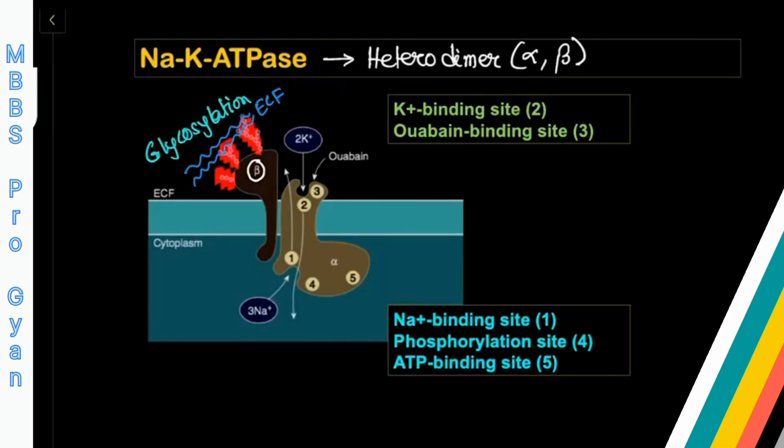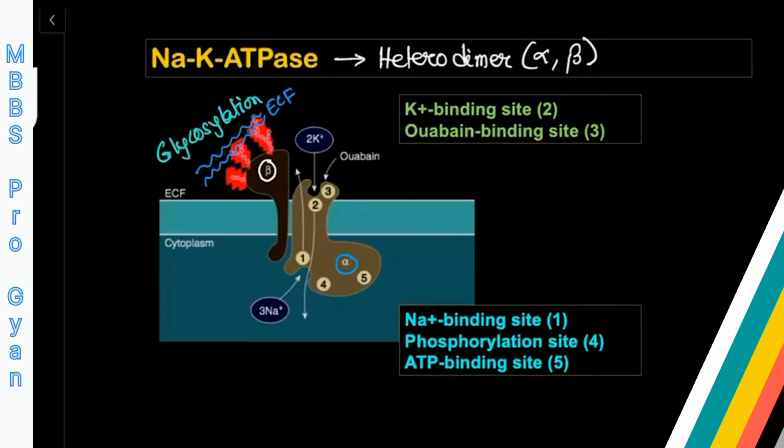All other functional aspects of the sodium potassium ATPase pump are due to the alpha subunit. Basically you can understand it like this: the alpha subunit is the regulatory subunit of the sodium potassium ATPase pump. Now you look at this molecule more closely. On the intracellular surface, meaning on the ICF side, there is a site for attachment of sodium. That is point number 1, the sodium attachment site.